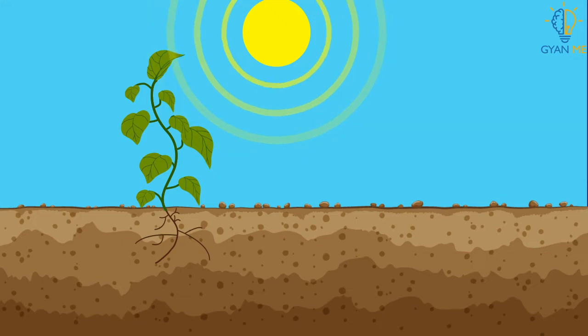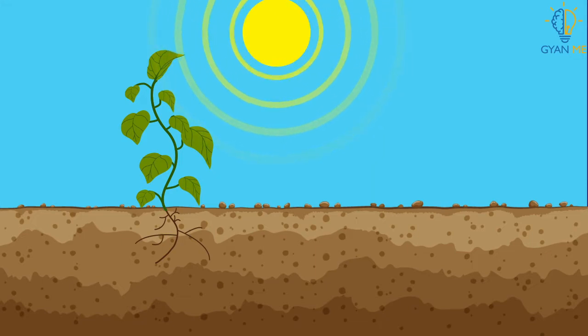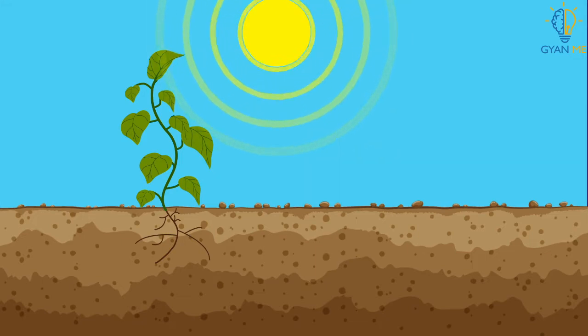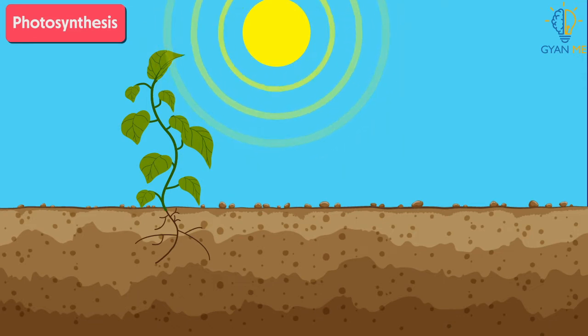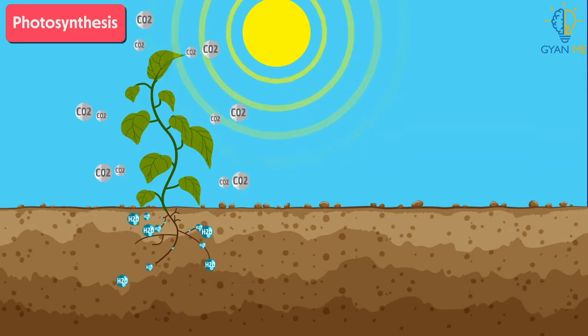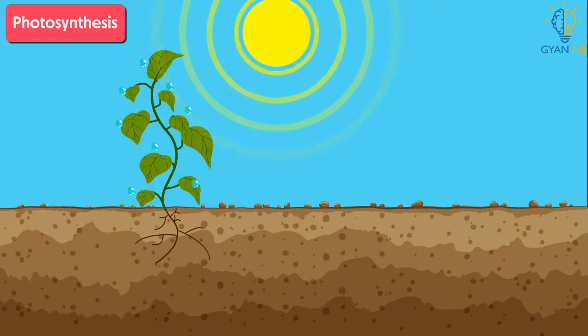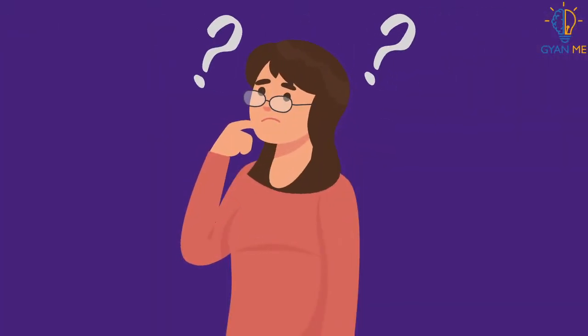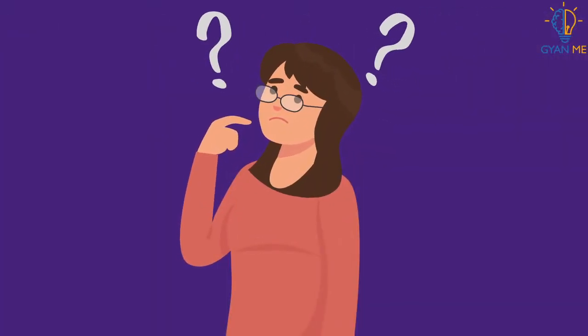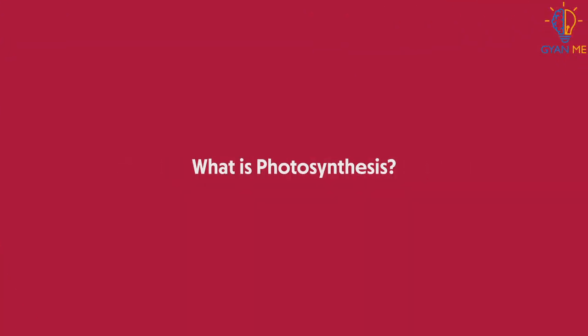Students, plants, that is autotrophs, prepare their food for energy through the process of photosynthesis with the help of water and carbon dioxide in the presence of chlorophyll and sunlight. Sounds complicated, right? Let's make it simple for you. Students, let's first see what is photosynthesis.